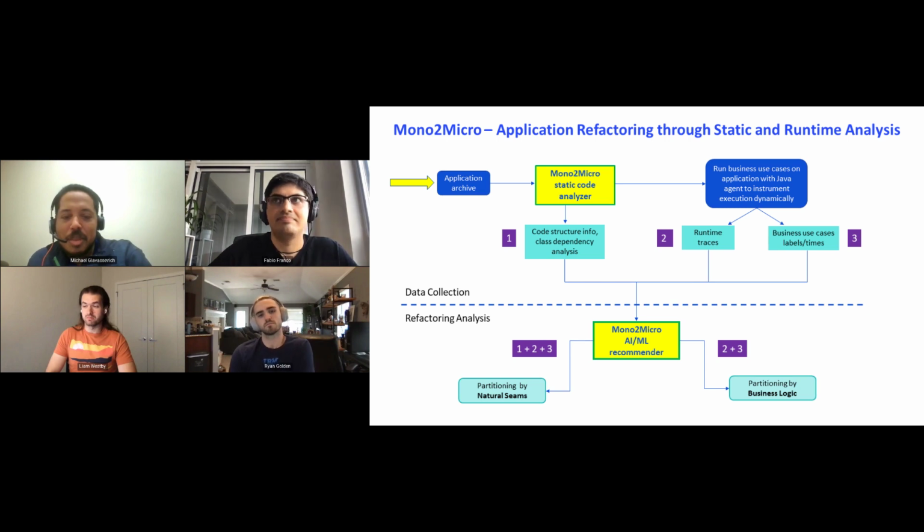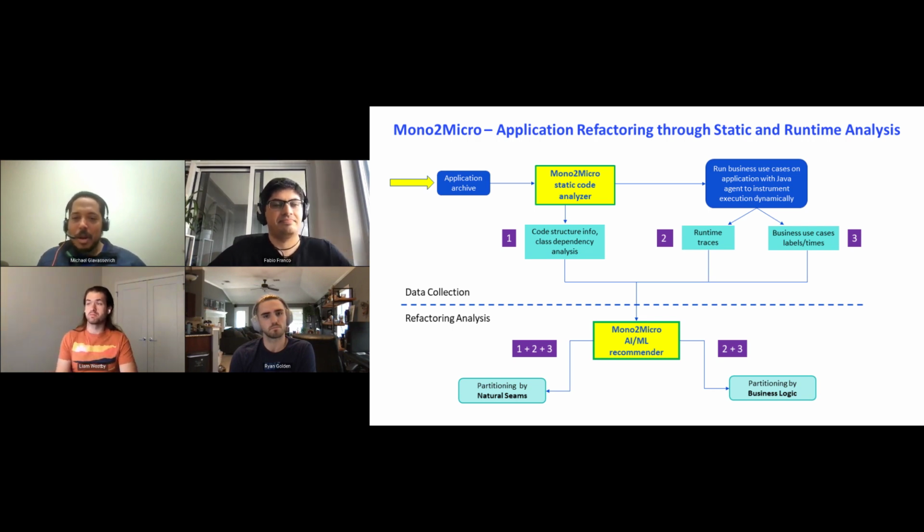Okay, so we've been talking about analysis, and collecting data by running your scenarios by deploying your app. Once you've done all that, there are three different things that have been collected. One is the static analysis, two is runtime traces, and the third thing is the labeling that you did. The runtime traces and the labeling, think of that as the execution data, and the Mono2Micro AI component uses that to come up with a set of recommendations just based around the business logic of your application.